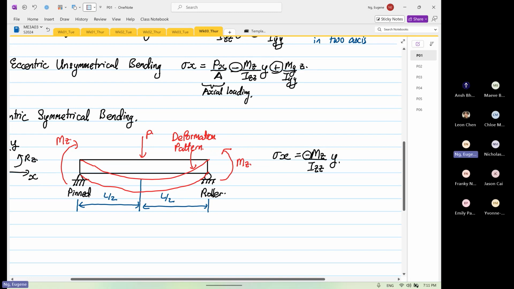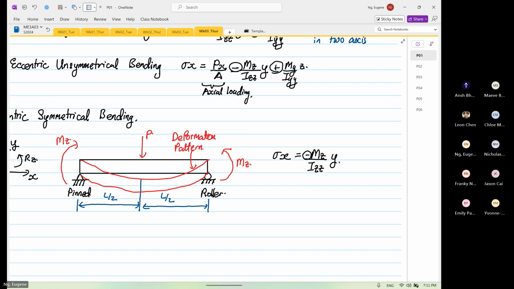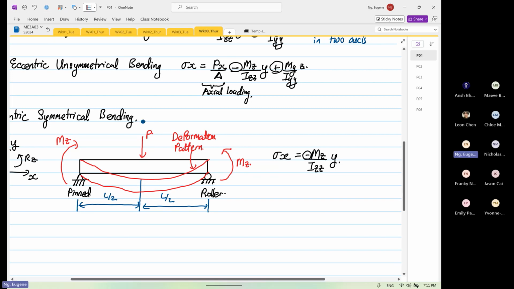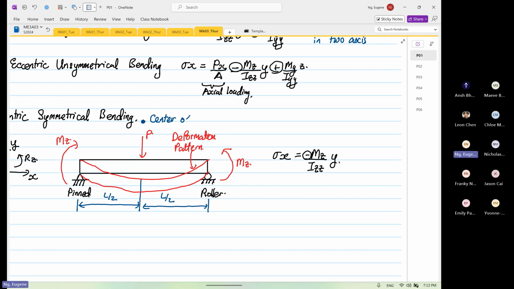If you look at the diagram over there, I'm going to draw at a certain point. This dot I draw is the center of curvature.